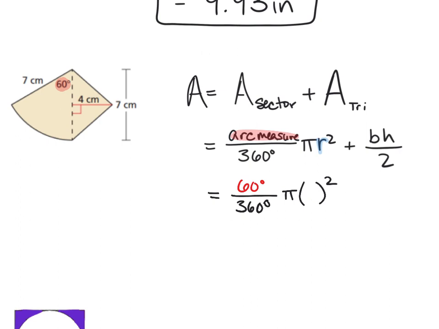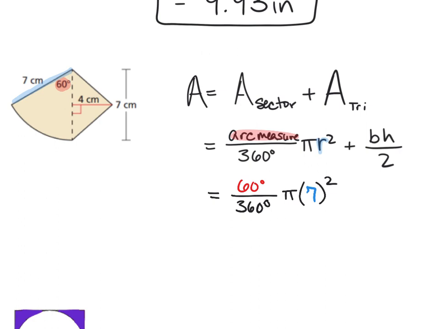Ooh, the radius, that 4 is on the altitude of that triangle, actually. Remember, a radius is like the length from the center of the circle to the outside. So this ends up being your radius, which is what? 7. The sector is kind of difficult.